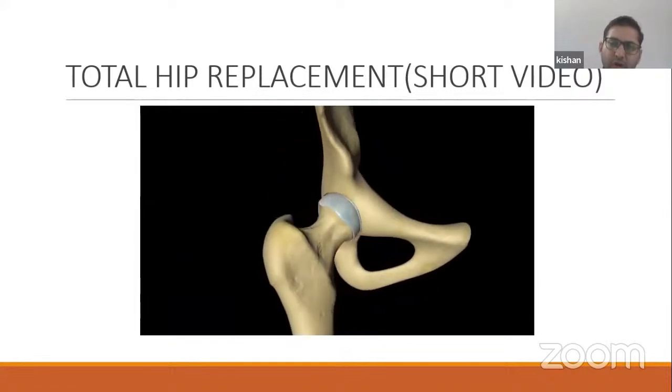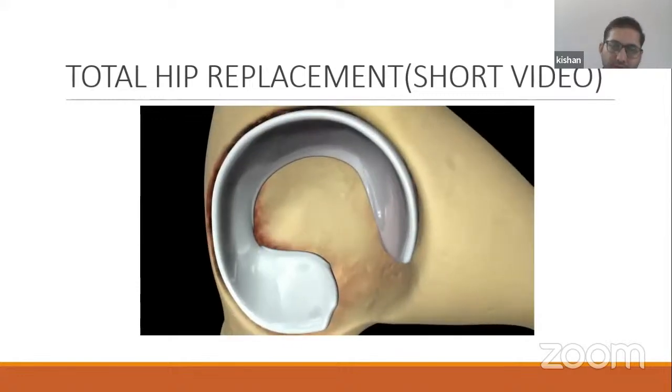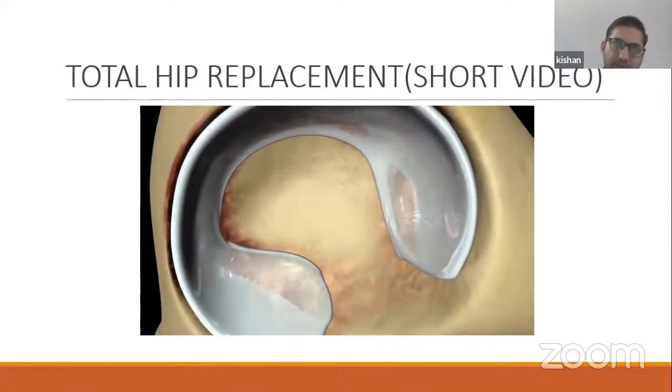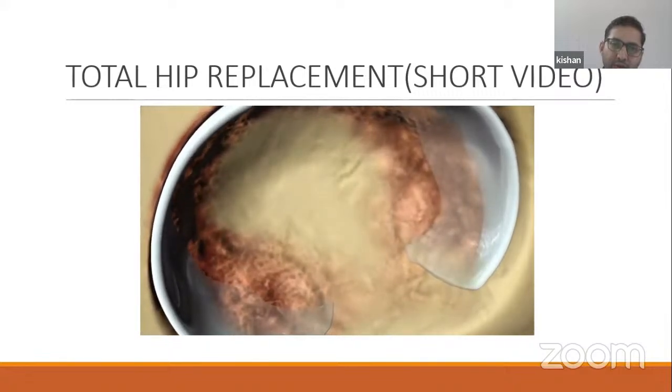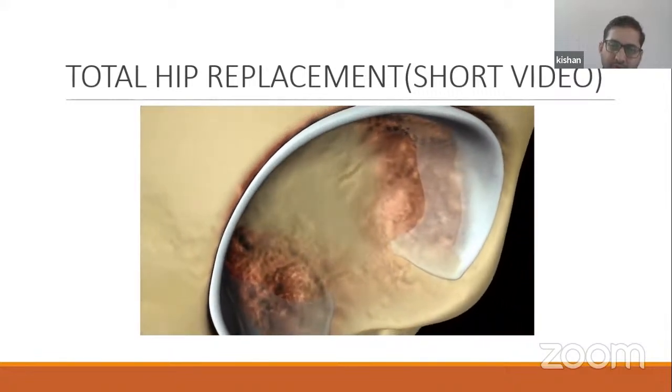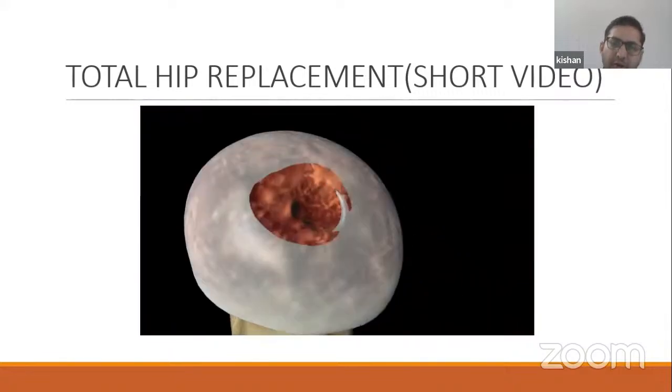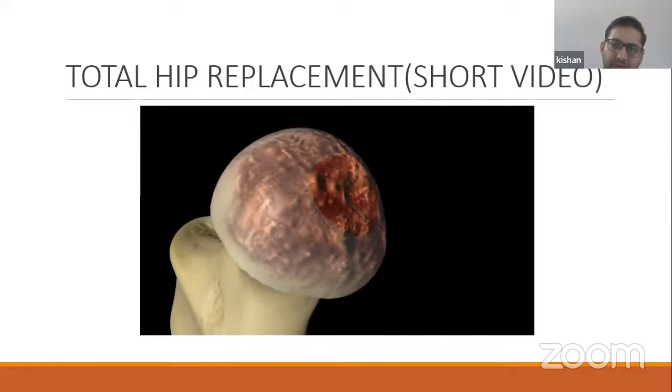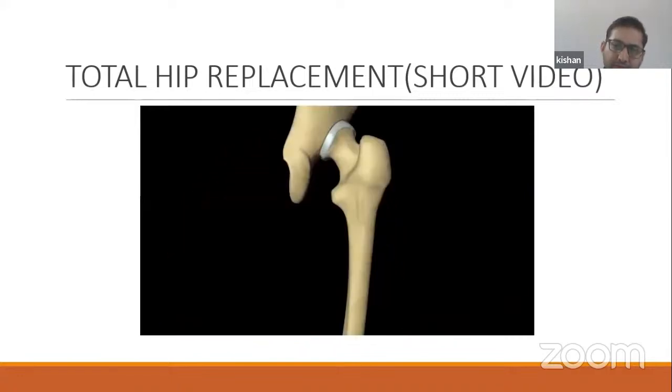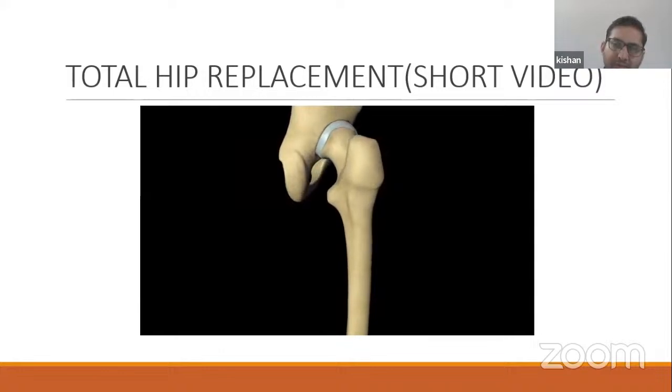So this is the femoral head. This is the acetabulum. This is how the osteoarthritis develops, and the femoral head collapses, and AVN hip changes develop. Subchondral bone collapse happens.